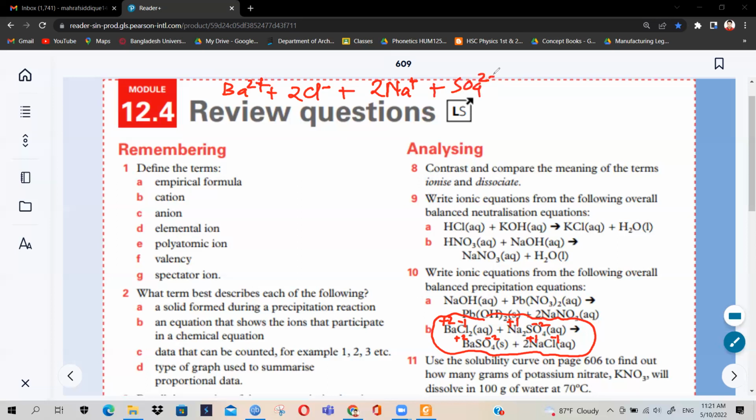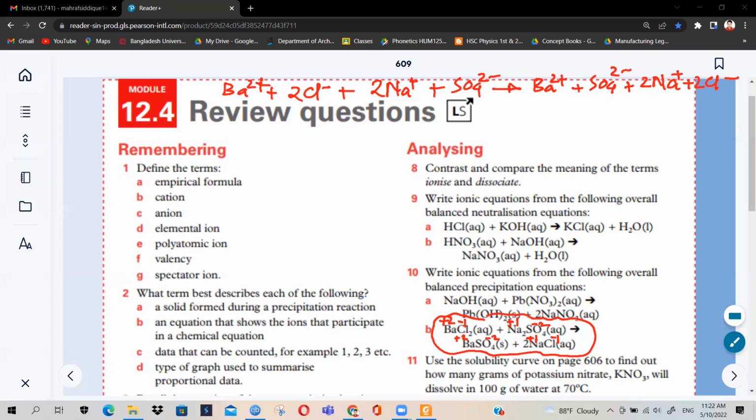So we are done with the left side, and you can also give aqueous signs and solid signs whenever you need. And on the right side, what do you have? Ba2+, SO4 2-, plus 2Na+ plus 2Cl-. Sodium and chloride both have two ions, that is why they have been multiplied with 2.